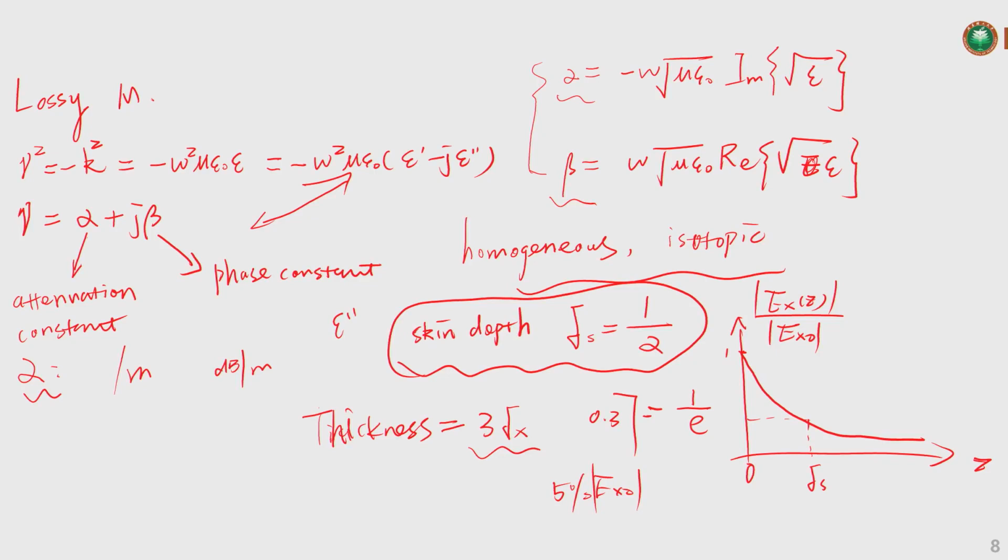So for the lossy medium, we should also classify it into several kinds. Usually we have 3 kinds. The first one is the low loss dielectric. For the low loss dielectric, the ratio of the imaginary part to the real part is much, much smaller than 1, so it should be smaller than 10 to the minus 2.